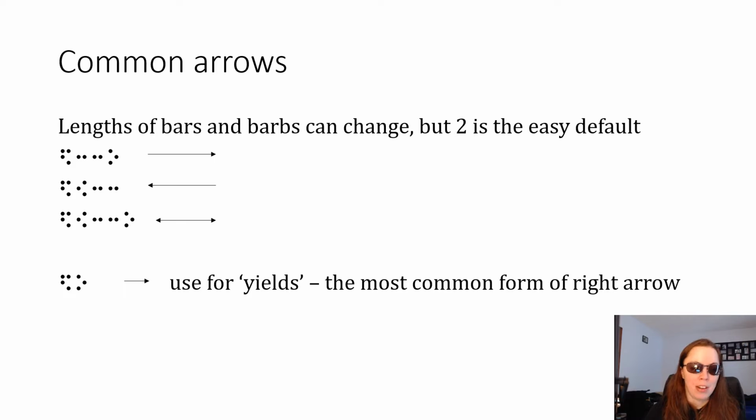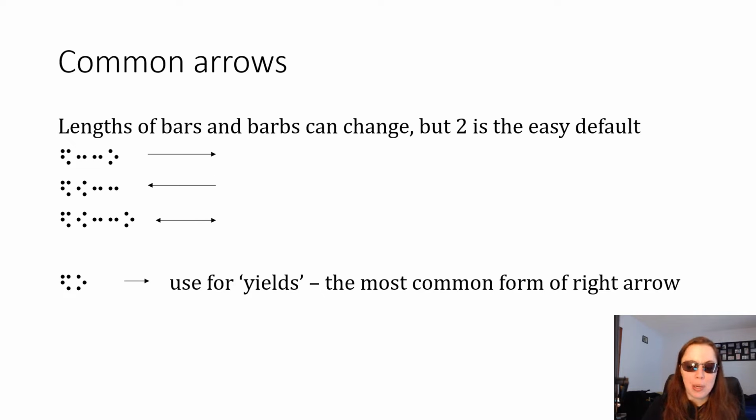In our common arrows, the length of bars and barbs can technically be changed, but generally we use 2 for the tail as our easy default. To make a right pointing arrow, we start with the shape indicator, put 2 tails, which are dots 2, 5, and then the letter O, which is the same shape in Braille as that right pointing head of an arrow.